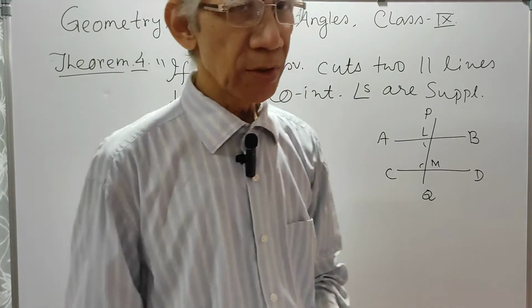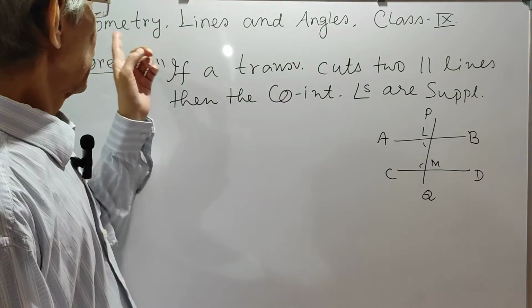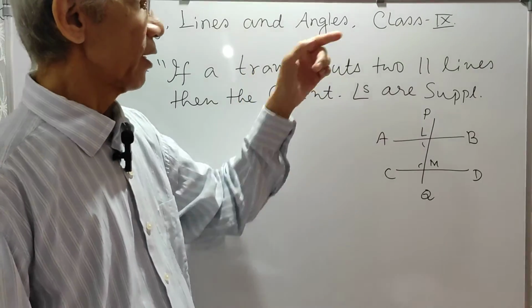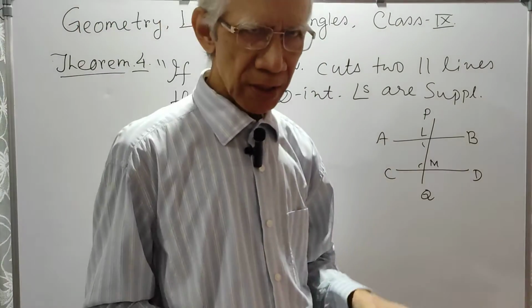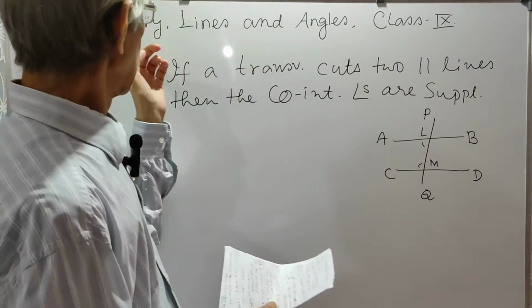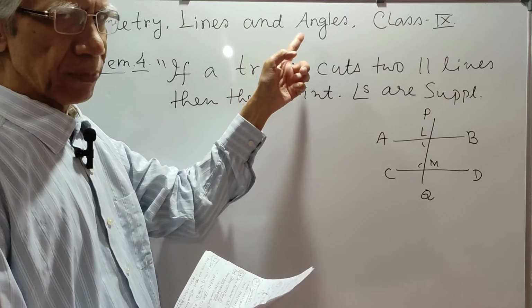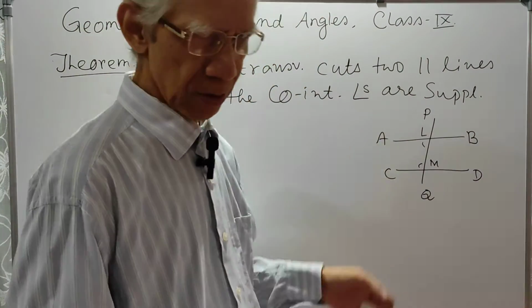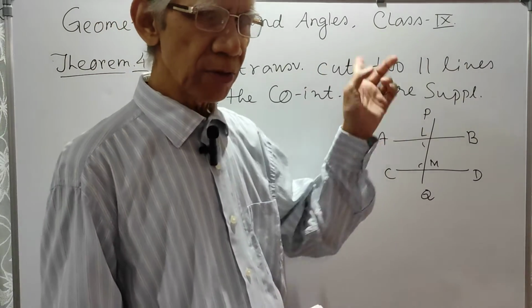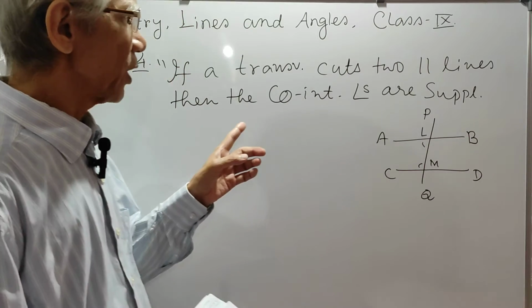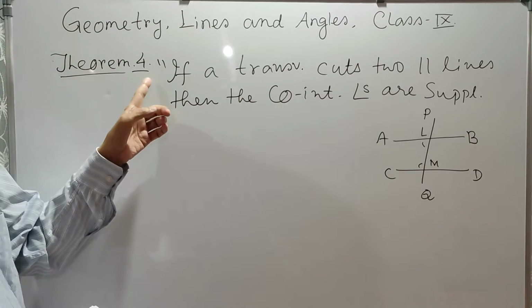My dear students, today I am going to discuss geometry for class 9, the chapter of lines and angles. Yesterday I uploaded one video, partly from this chapter. I did up to theorem 3, so today's discussion will be a continuation from yesterday's. Today I am going to start from theorem 4.